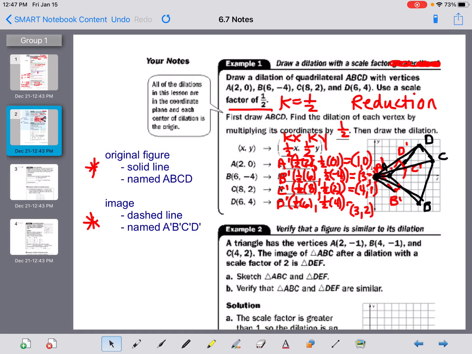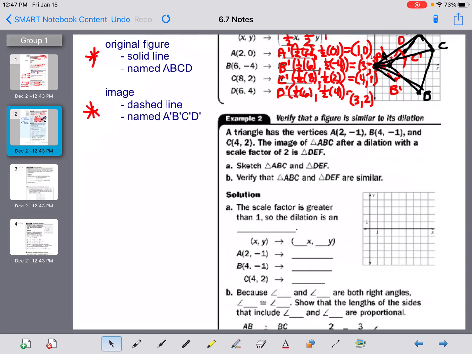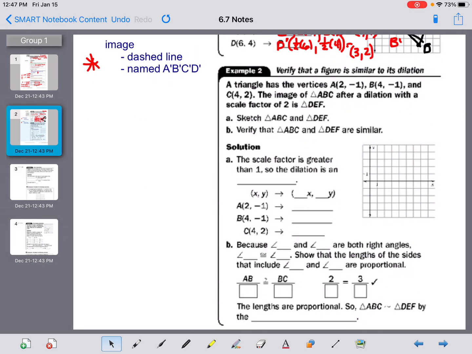Now, I know I have a lot going on there, and it's hard to see that picture. So let me see if my second picture can look a little clearer. On my second one, I'm going to start with my original and label it. A is at 2, negative 1. B is at 4, negative 1. And C is at 4, 2. So there's my original.